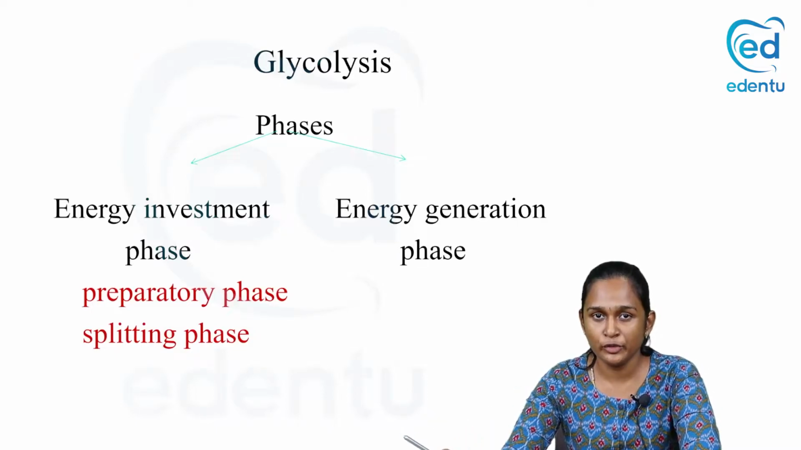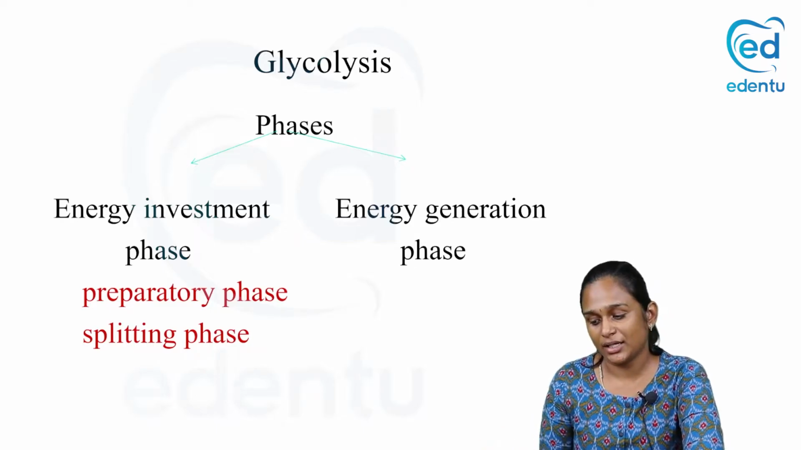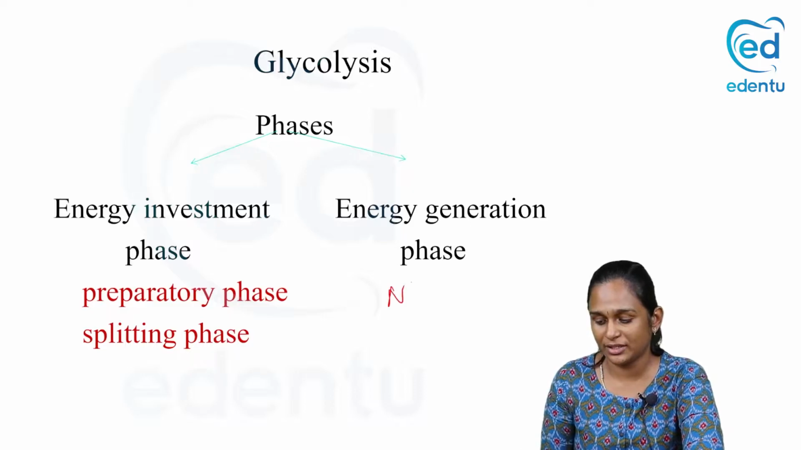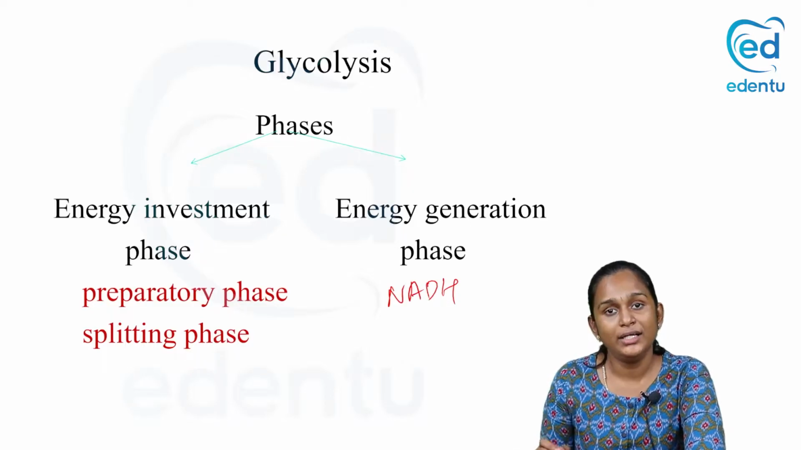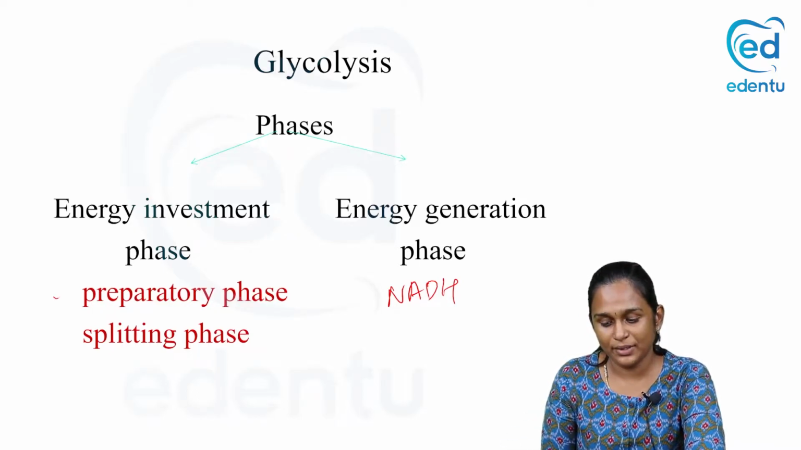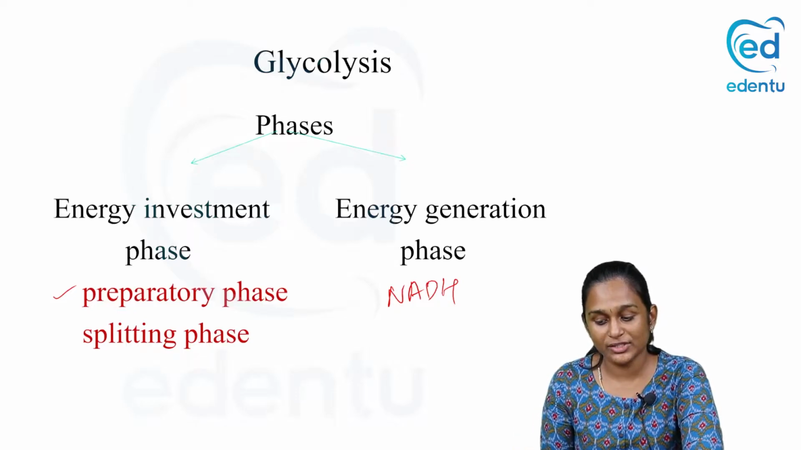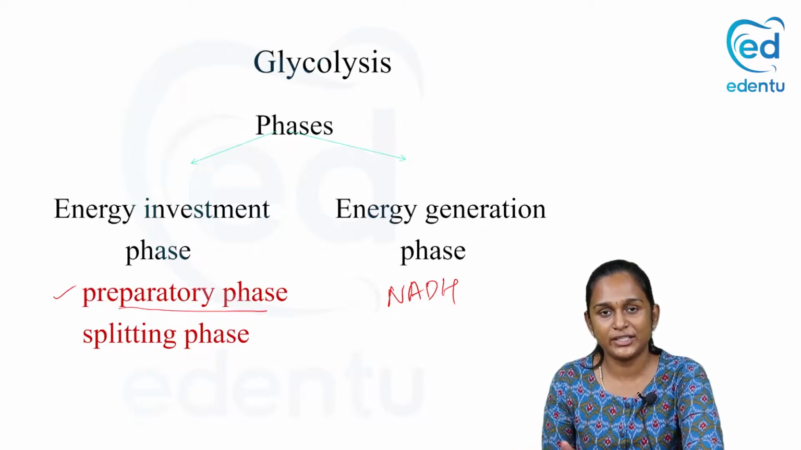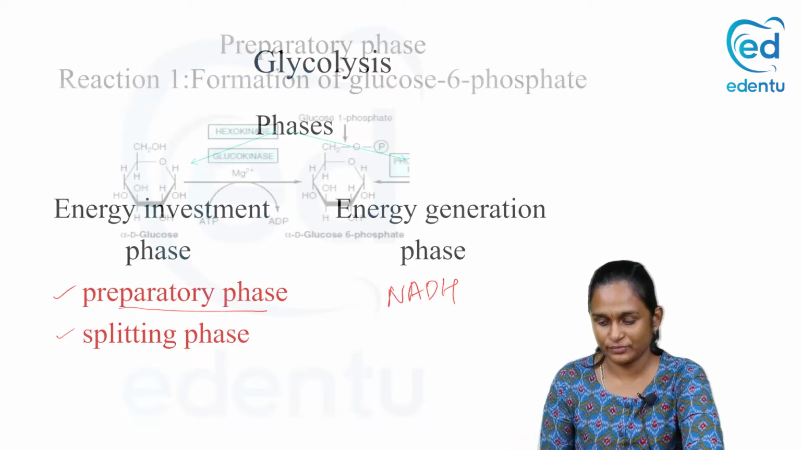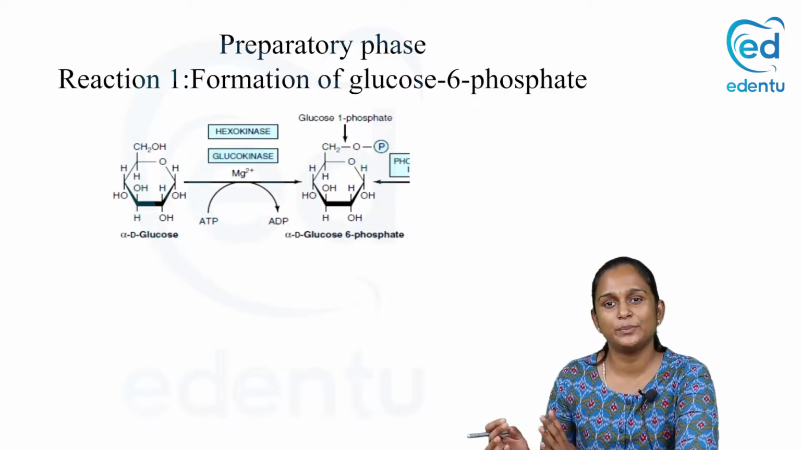Glycolysis can be divided into two phases. The one is the energy investment phase where ATP is utilized, and the other one is the energy generation phase where ATP is generated. Along with ATP, NADH is also generated. And the energy investment phase has two phases: the preparation of glucose for breakdown, which is called the preparatory phase, and the splitting phase where glucose is split into two 3-carbon compounds. First, we will start with the energy investment phase, and in that, the preparatory phase.